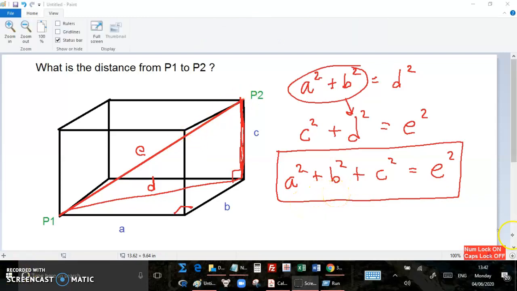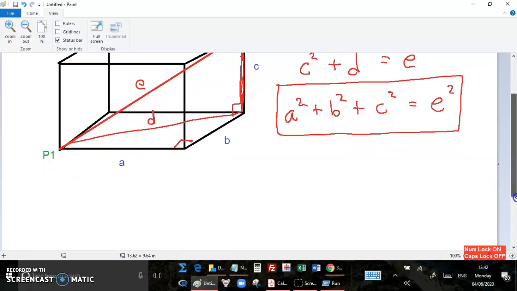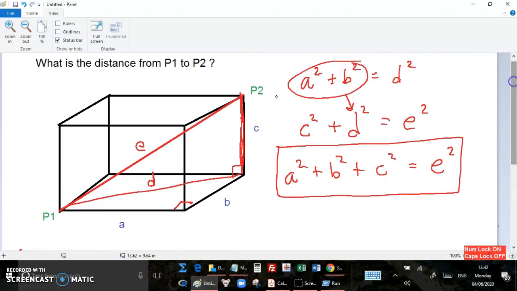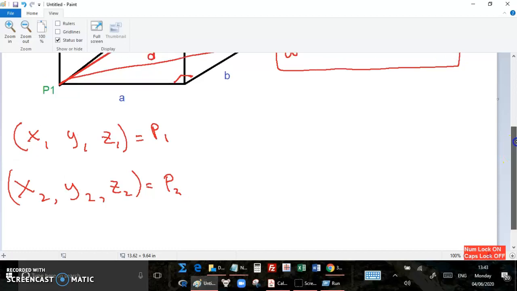of that diagonal line. Now, in our textbook, we have an actual formula in terms of the coordinates. So let's say now P1 has the coordinates x1, y1, z1, and then point P2 right there has the coordinates x2, y2, z2. All right, so this is point 1. This is point 2. Okay, so let's just do a little substitution here.